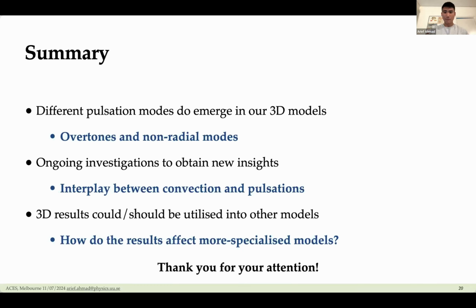Is there any way to use these models to predict the effect of companions, say low mass companions, even planets, which are outside the envelopes? They're interacting maybe tidally, and whatever they induce would interplay with the pulsation of the star itself, so to find a way to detect these planets or even low mass companions.